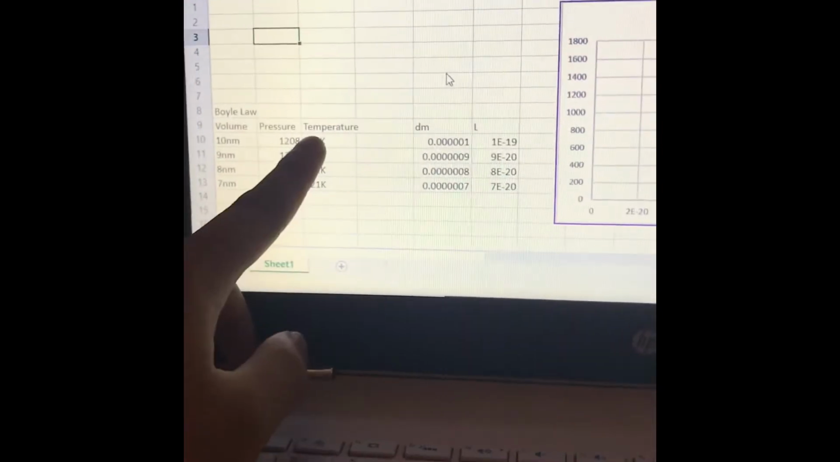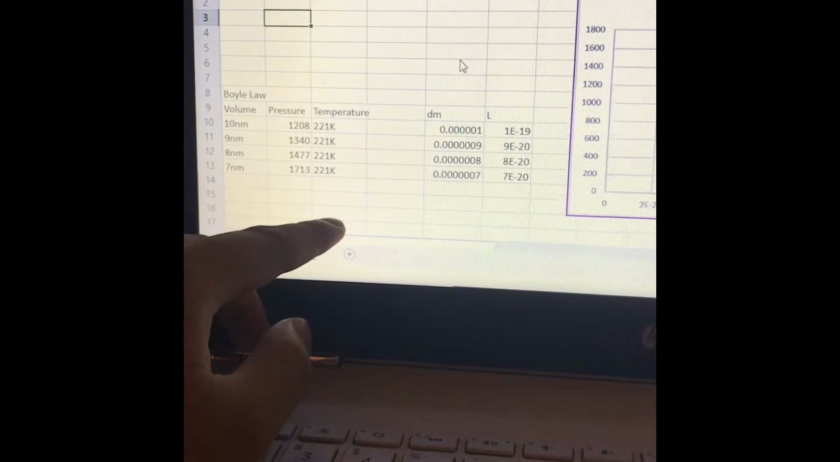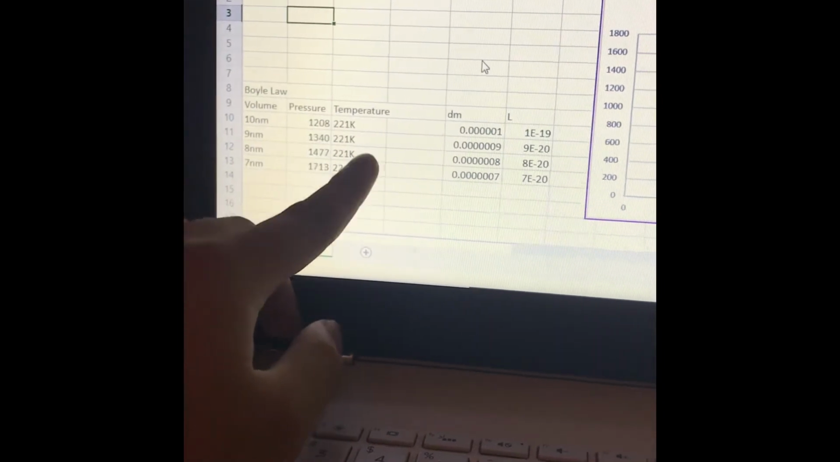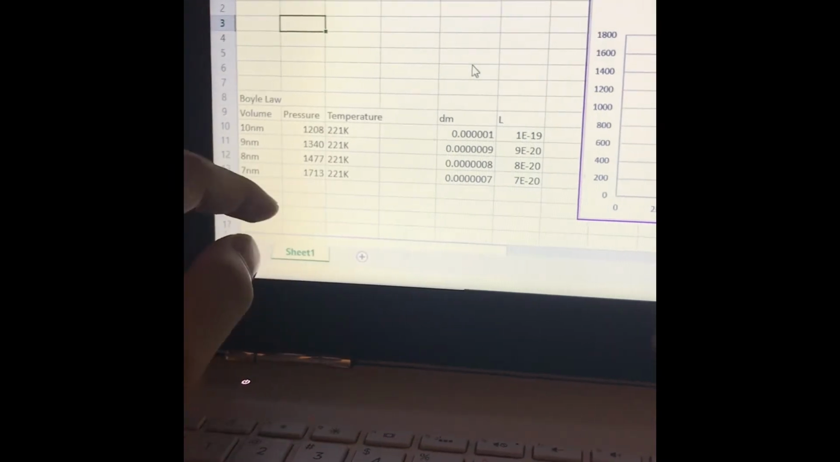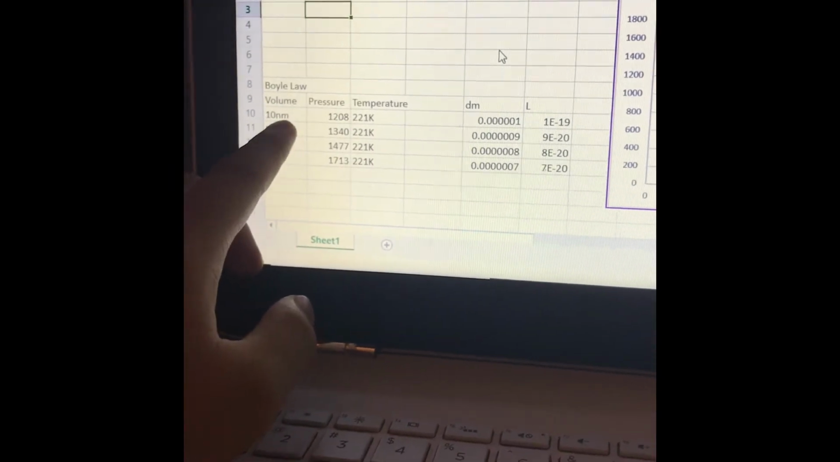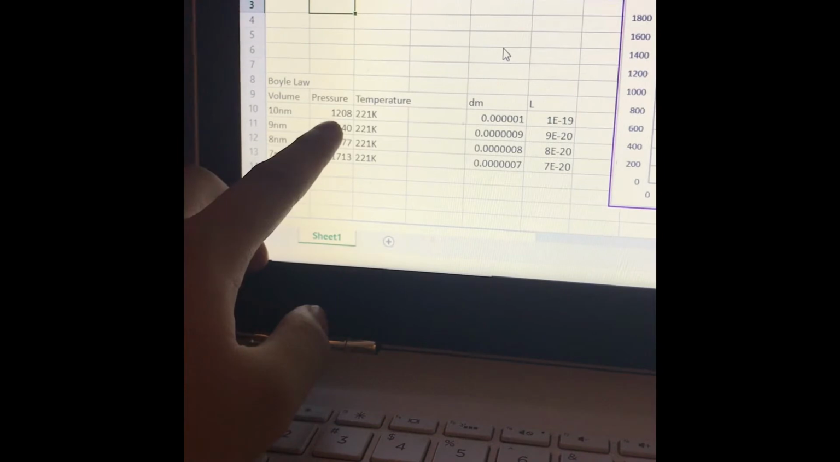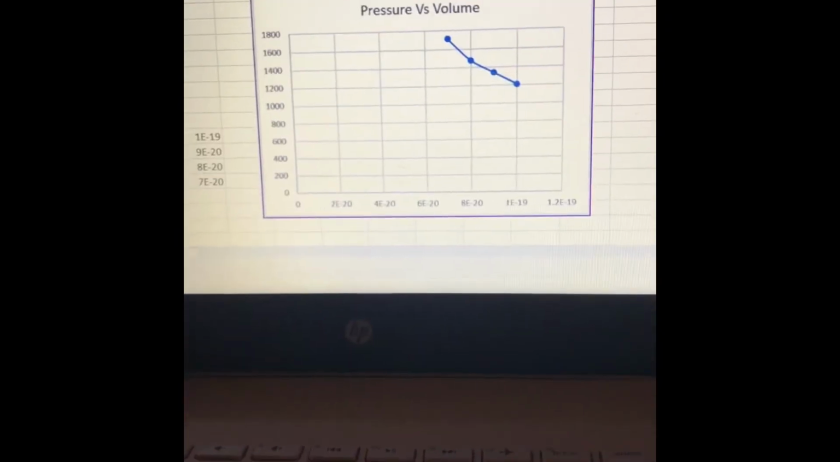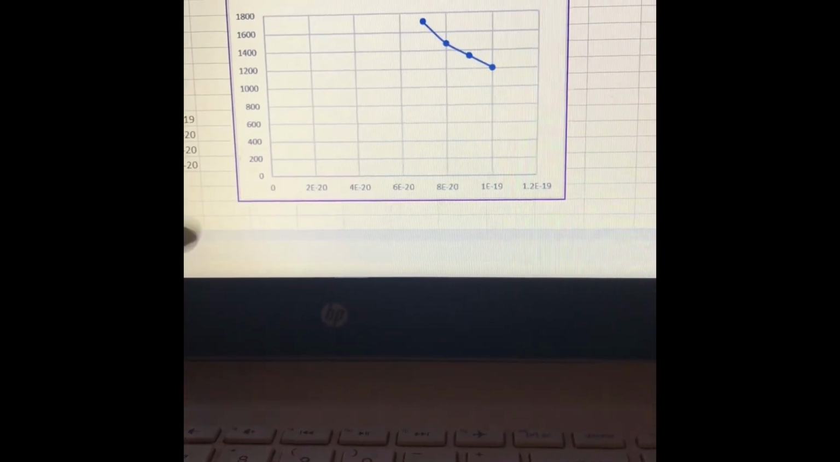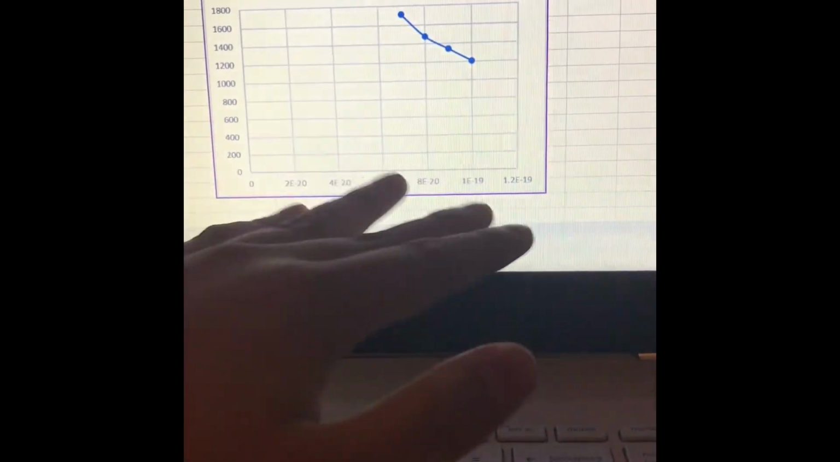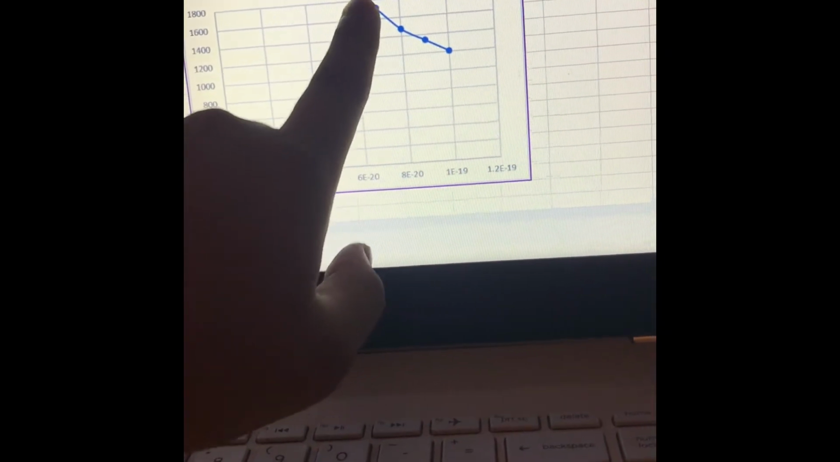So I make the temperature constant at 221 K. And as you can see, when I put my volume as 10 nanometer, the pressure is 12.8. And when it decreases, it also decreases. So this is decreasing. And I just changed this to nanometer and to liter. And as you can see, the graph is negative, non-linear. It's going down.